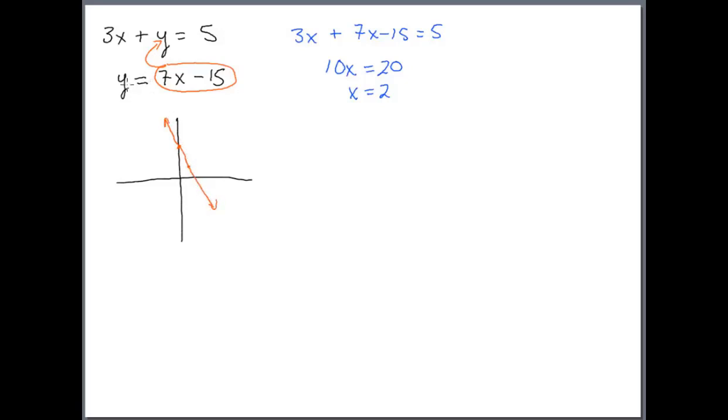And then this other one is y equals 7x minus 15. Let's put that guy in blue. 7x minus 15, so it's right here. Minus 15 is headed up really steeply. I probably got those slopes a little bit wrong.